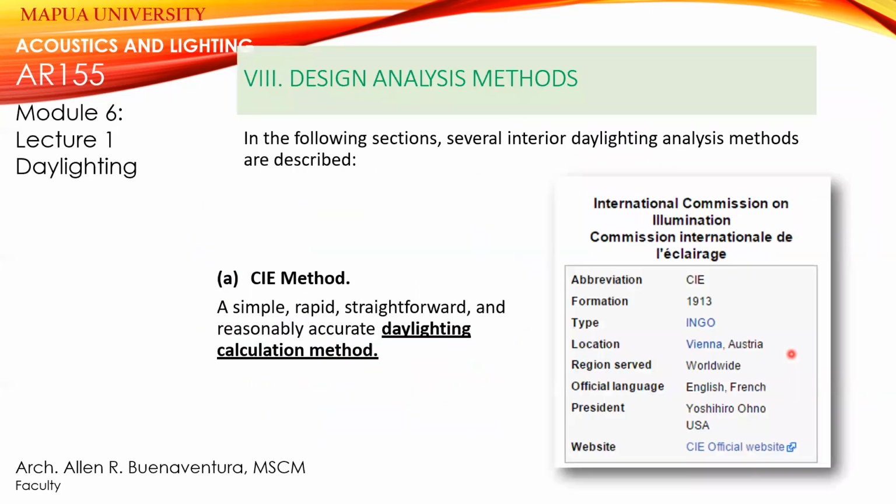So, design analysis methods, no? In the following section, several interior daylighting analysis methods are described. The CIE method is a simple, rapid, straightforward, and reasonably accurate daylighting calculation method. This is the International Commission on Illumination. This is one of the methods being considered, one of the standards being considered in daylighting.